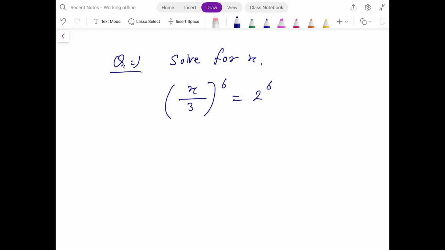Hello everyone. So in today's video, we are going to discuss the solution of an algebraic equation. The equation is (x/3)^6 = 2^6. In this equation, we have to find all possible values of x.